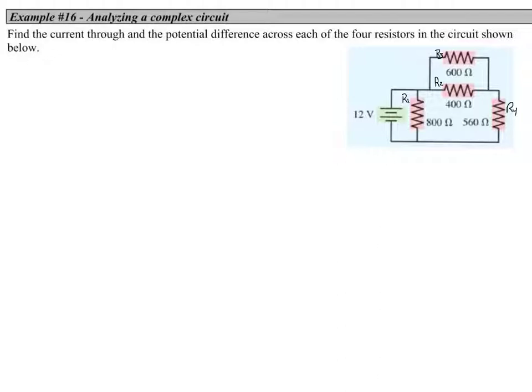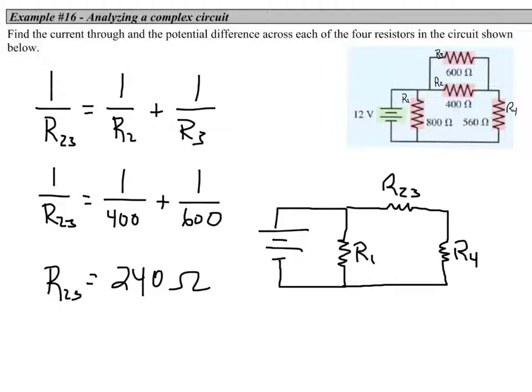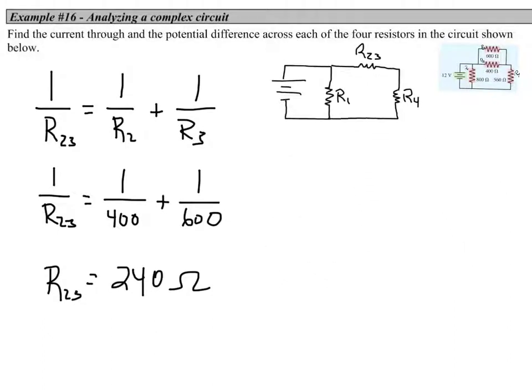And we can do this in 3 steps. You always want to start with the most isolated part of the circuit, which in this case is going to be these 2 parallel resistors, R3 and R2. Focusing on just those 2 resistors, we end up with an equivalent resistance for R23 of 240 ohms. So we can redraw the circuit to look like this here, where we've got R1, R23, and R4.